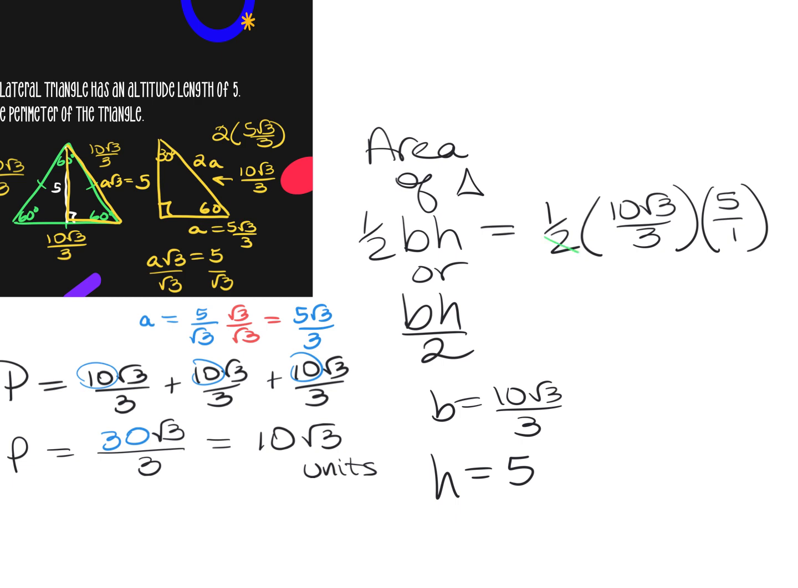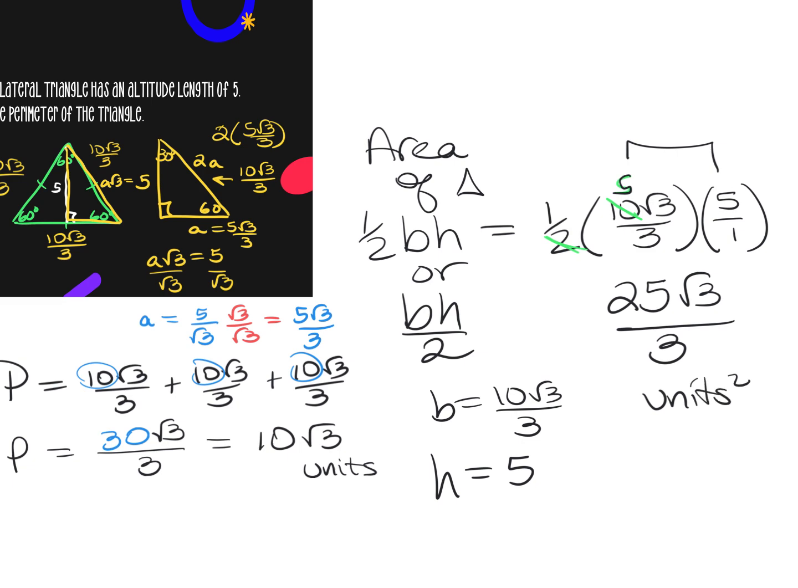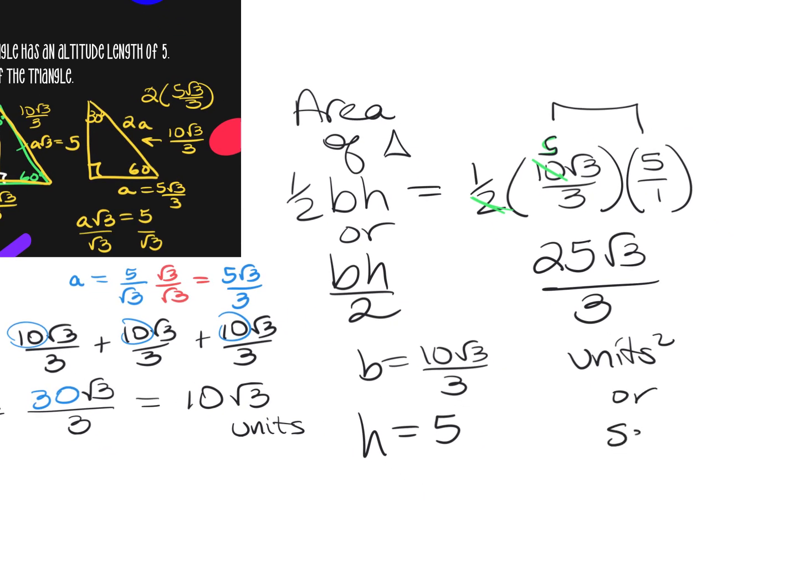So now I could multiply straight across, or I could simplify before I multiply. I'm going to simplify the 2 and the 10 and change that 10 to a 5. And then now I'll just multiply. 5 times 5, the 2 outside numbers, radical 3 over 3. And this would be units squared, or you could say square units.